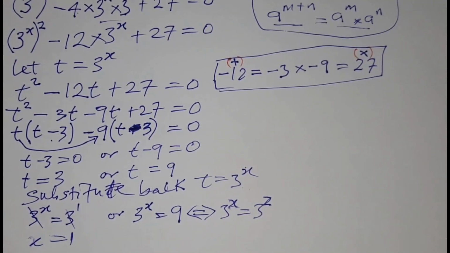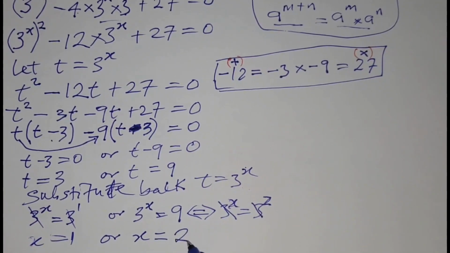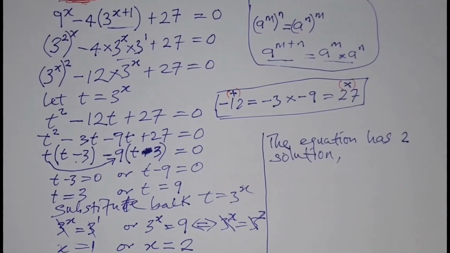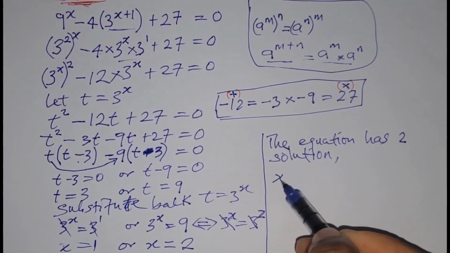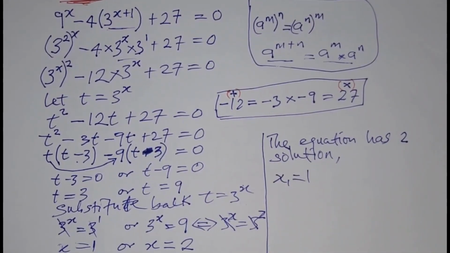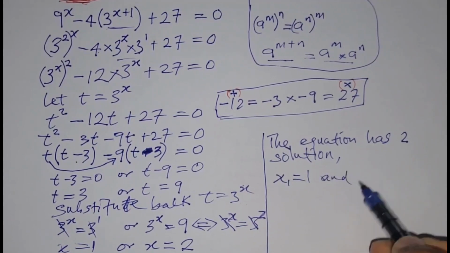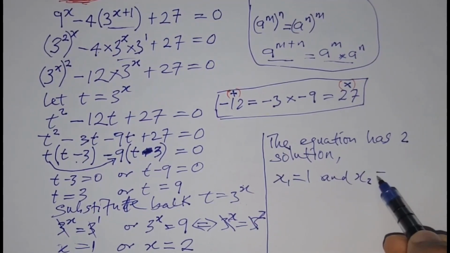To get the same base in this one, you write 3 raised to power x all equal to 3 raised to power 2, because 3 raised to power 2 is the same thing as 9. So from here, our first x is equal to 1, since the bases are the same and cancel out. And the second x, since the bases here are the same, is going to be equal to 2. So the equation has two solutions, that is x1 equal to 1, and the second one, x2, is equal to 2. So this is the answer to our problem.